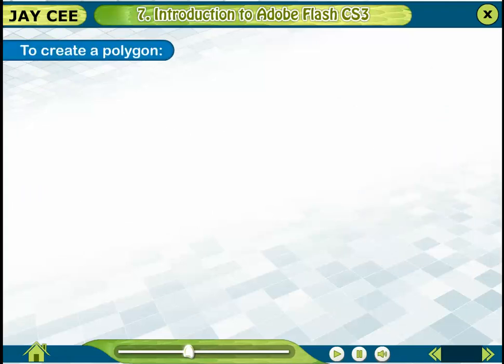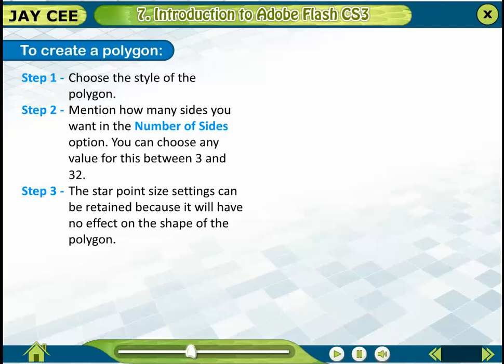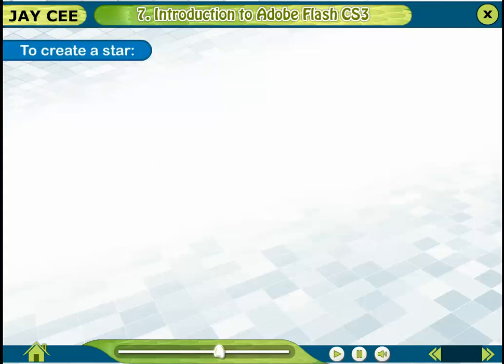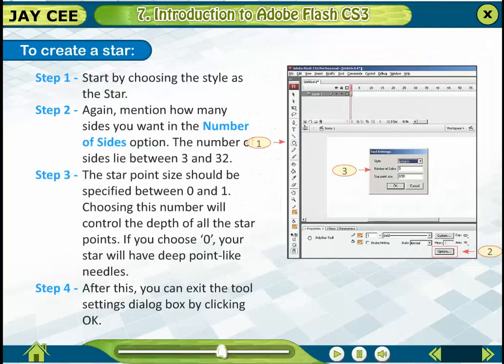To create a polygon, Step 1. Choose the style of the polygon. Step 2. Mention how many sides you want in the number of sides option. You can choose any value for this between 3 and 32. Step 3. The star point size settings can be retained because it will have no effect on the shape of the polygon.